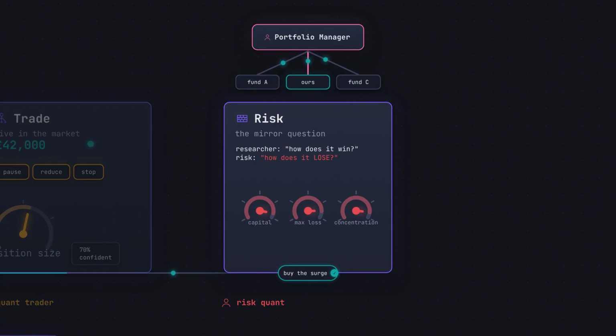Above all of this sits the portfolio manager. A portfolio is simply a collection of strategies. The portfolio manager decides how the strategies fit together and how much money each one receives.